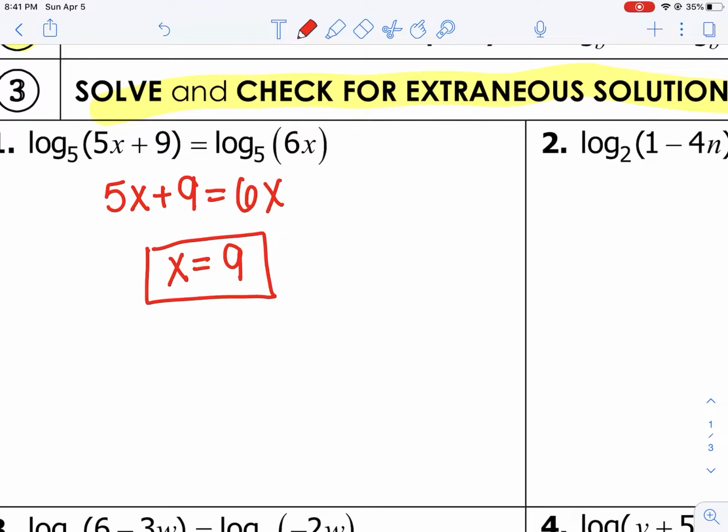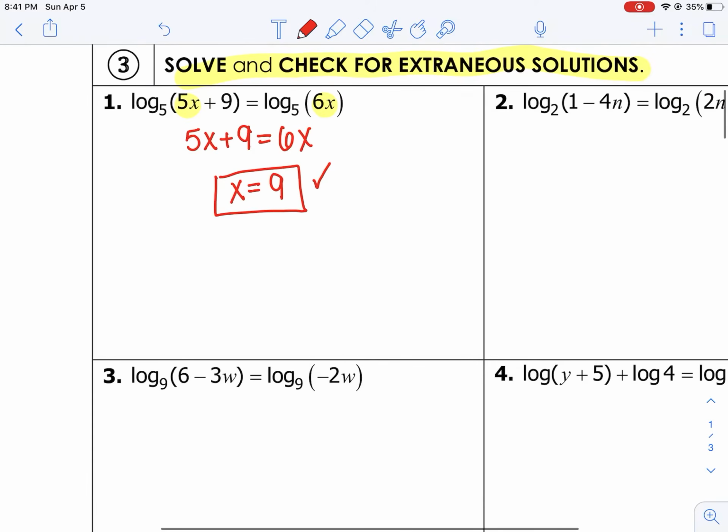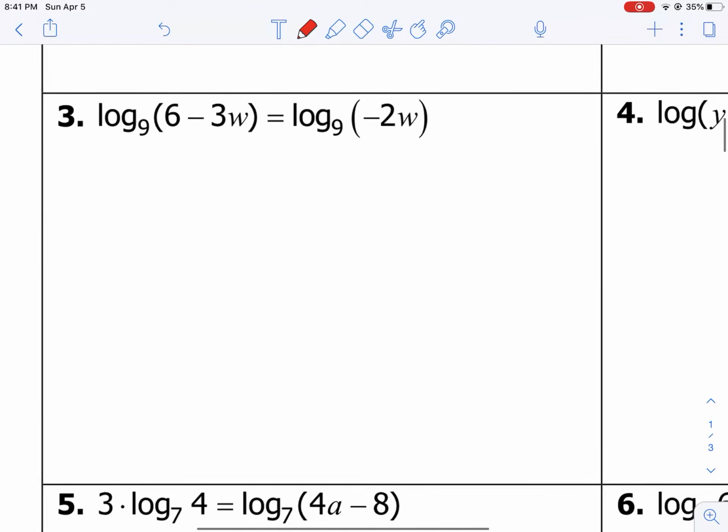Just check it visually, plug it in. Make sure that if you plug it in, 6 times 9 is not going to give me a negative number. And obviously, if I multiply 5 times 9 and add 9, I'm also not going to get a negative number. So as long as you don't get negative numbers when you substitute it back in, then you are good to go and it checks out. So I'm probably going to go down the left-hand column, and then I'll have you guys do the right-hand column for practice.